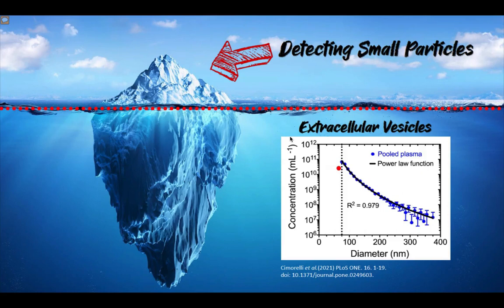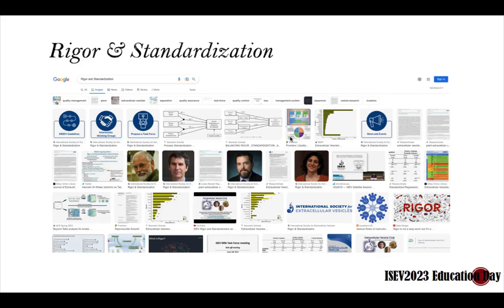So how do we, A, be confident about what we're detecting? How do we maximize our use of our instruments? And better yet, how do we report this data in a way that we can then talk to each other as scientists and be able to compare our results? So here's where the rigor and standardization comes in.